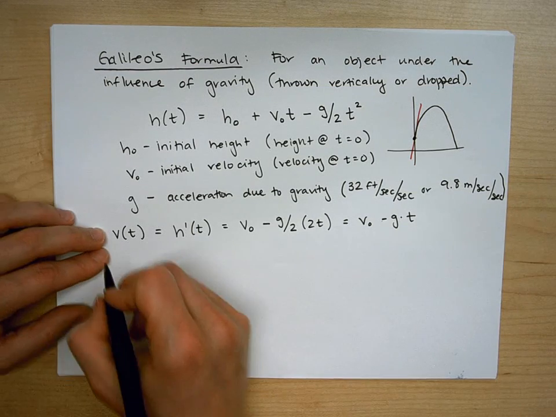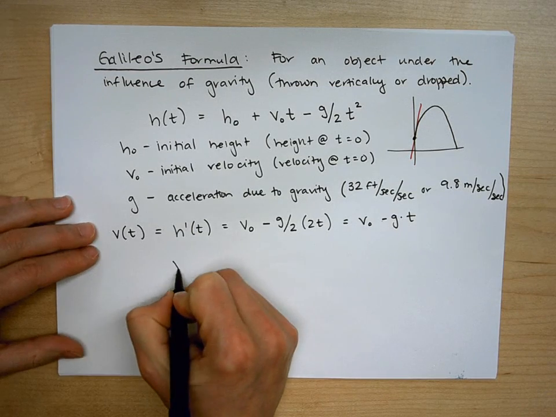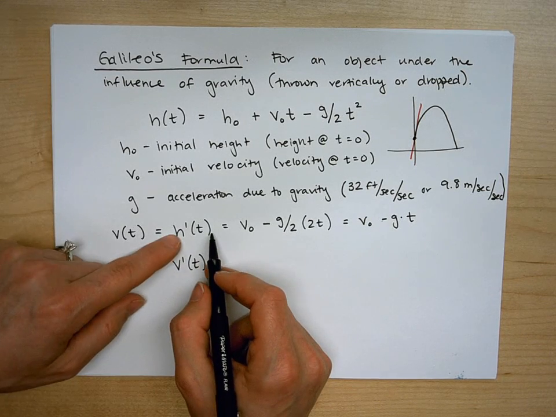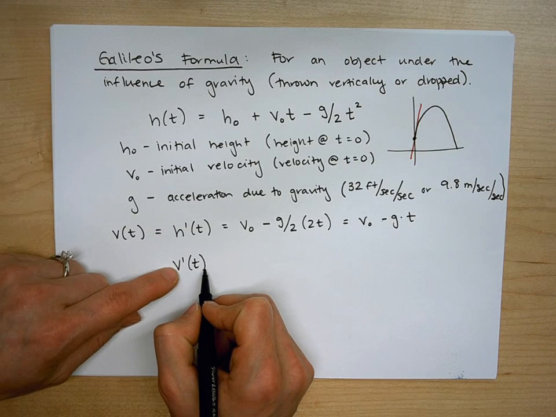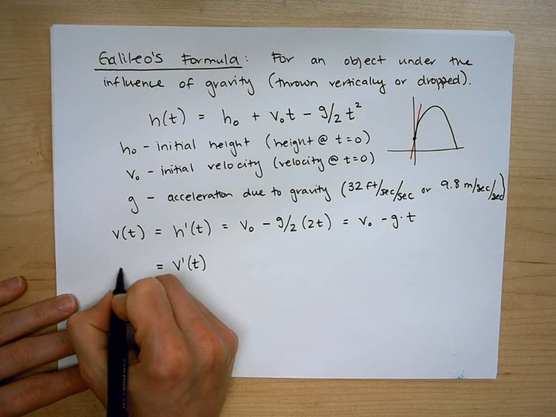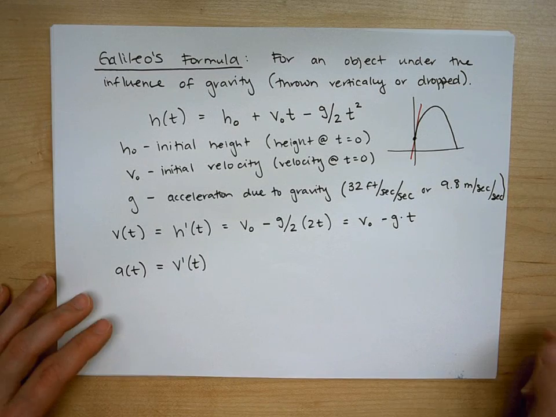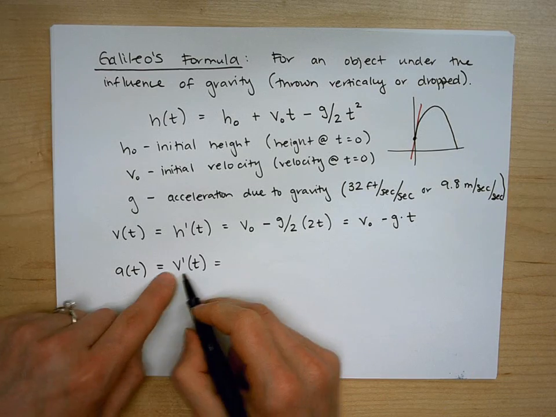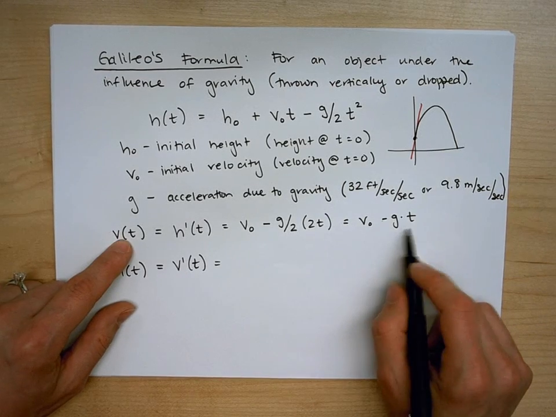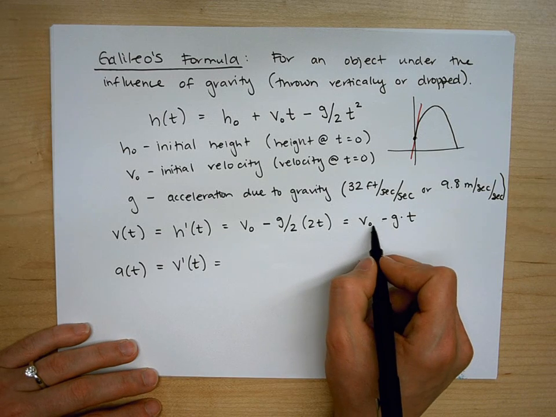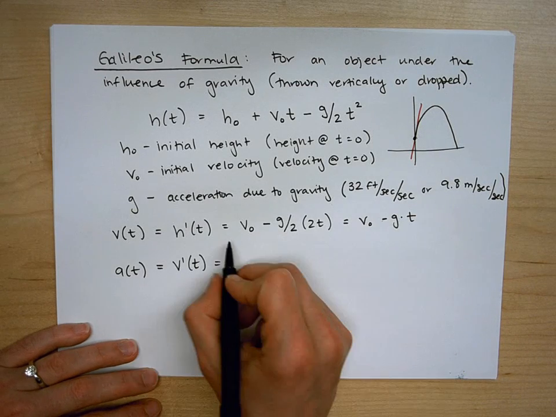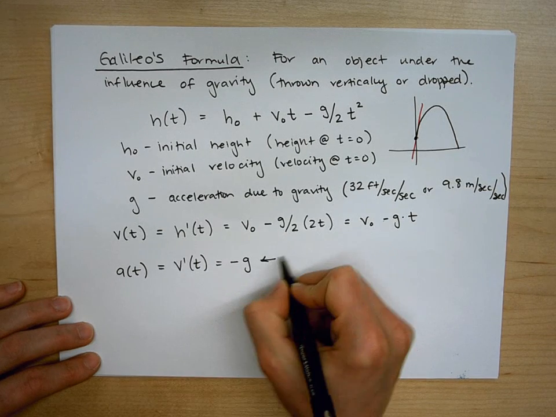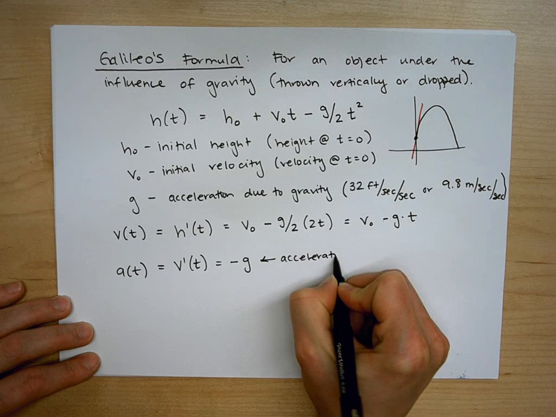Okay, well, also notice that if I wanted to look at the derivative of velocity, so velocity is how the height is changing, right? So the derivative of velocity would be how the velocity is changing, and that would be the acceleration of the object. So I'm going to go ahead and call it a of t. So the acceleration would be one more derivative here. It would be the derivative of our velocity. This is a constant, again, so it would just be 0. And the derivative of minus gt would be negative g. Okay, so notice then what that is. That's the acceleration due to gravity.